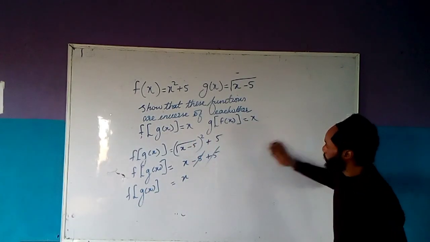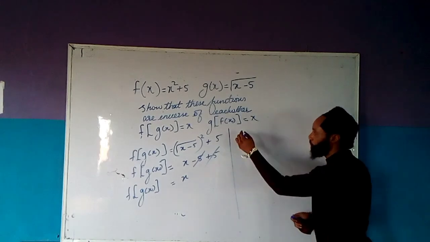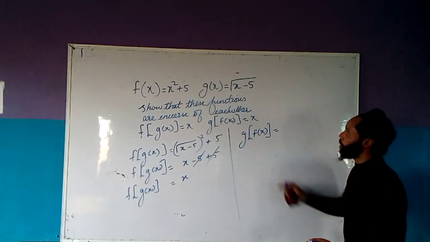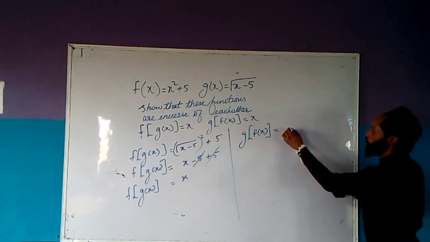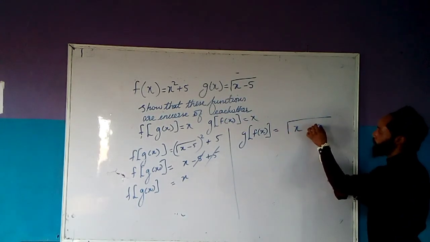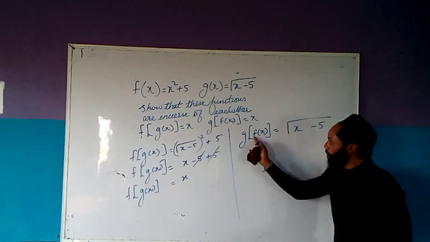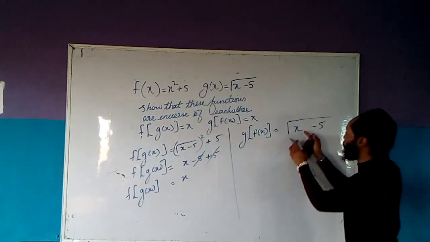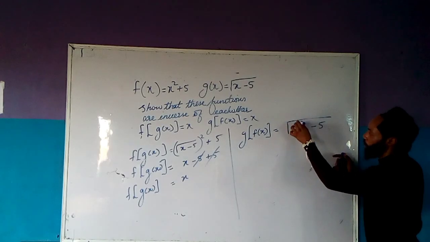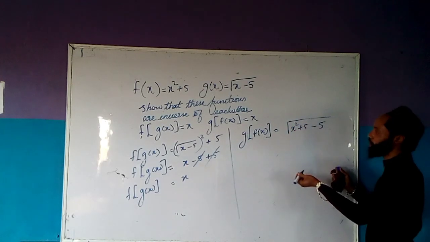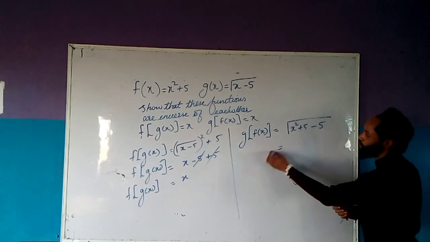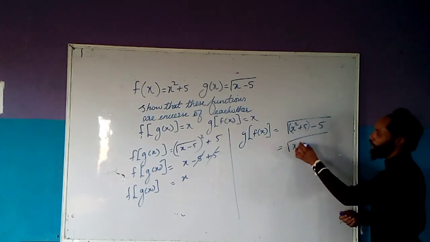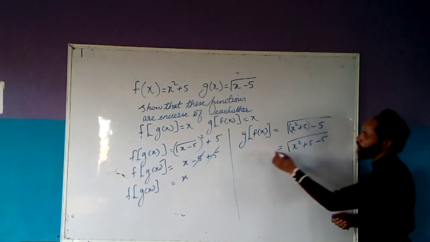Now, the second case, g of f of x. Now, g of x is x minus 5. But what do we have in the place of x? f of x. So what's our f of x? So when we have x, we put x squared plus 5. Have you seen it? Now, this one is very easy. If you like, put brackets. If you open the bracket, what do we have? x squared plus 5 minus 5, equals g of f of x.